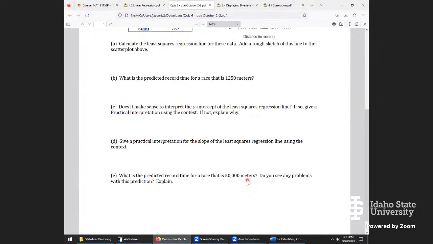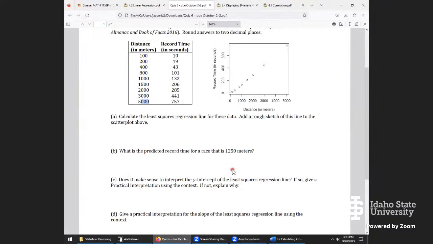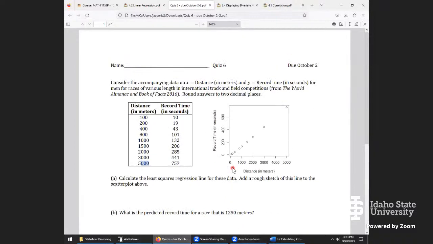So it wouldn't be on the list, and we couldn't calculate that properly. We could calculate it, but we would never trust the result. You could do something like 5,100 or maybe 90 meters or anything in the middle of these, but you can't go way, way outside that data. Okay, that makes sense. Thank you so much. Awesome, you bet.